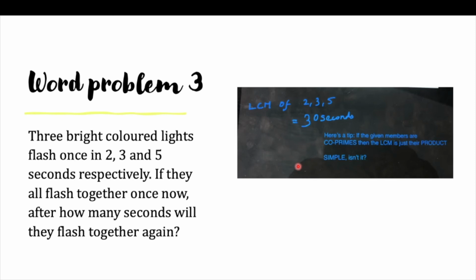Yeah, this is a problem on LCM. So if you have done it correctly, very good. So the LCM of 2, 3 and 5 is what you have to find and that happens to be 30 seconds. So here's a small tip about finding the LCM of numbers which do not have any common factors between them. 2, 3 and 5 are co-prime numbers and they don't have any common factors between them, and so if you have to find the LCM, you just have to multiply them together. So this would come in very handy when you're solving problems on LCM.